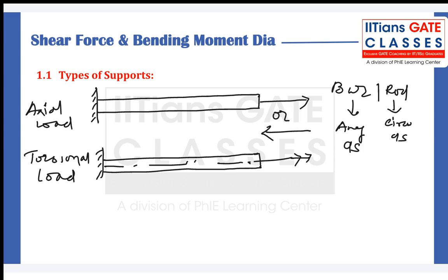Now this double arrow is going away from the cross section. So that means if you look from here, it is this kind of load, right? Torsional load. Clear?